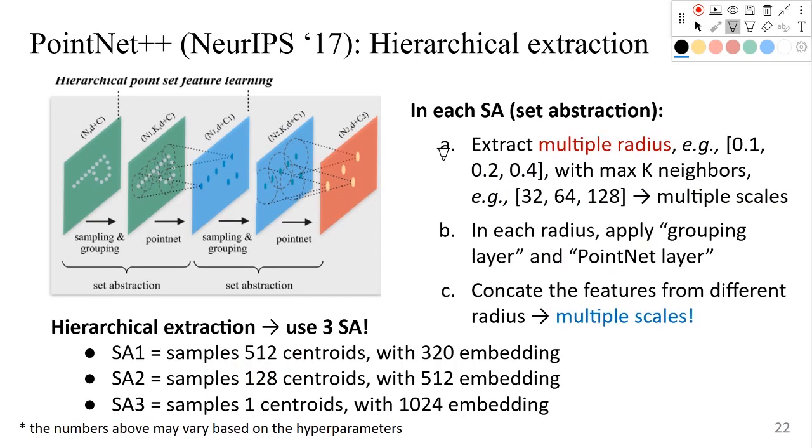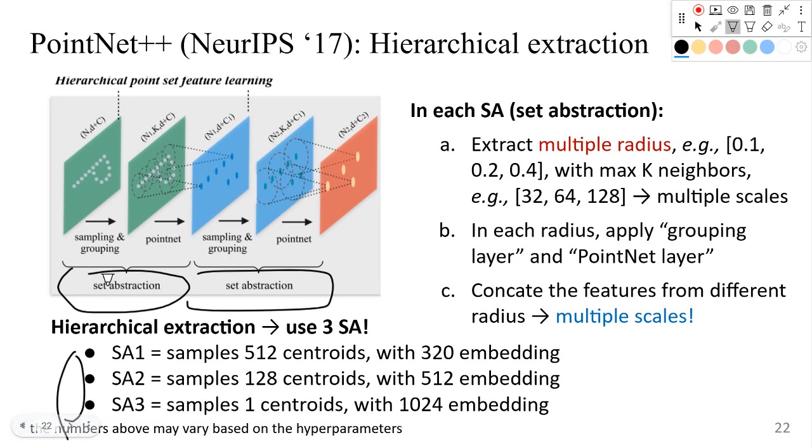And then how does PointNet++ do the hierarchical extraction? First, we will have several set abstractions. In their paper, they have 3 SA layers. And for every SA layer, they extract multiple radii. For example, the first radius is 0.1, the second radius is 0.2, and 0.4 for the third radius. For every radius, we set a different maximum k of neighbors that we sample. Because we have different radii, of course, we will also have different k neighbors that we limit to sample.